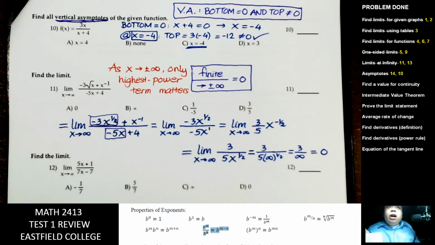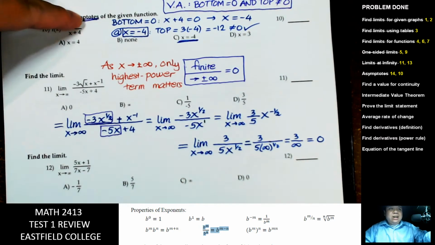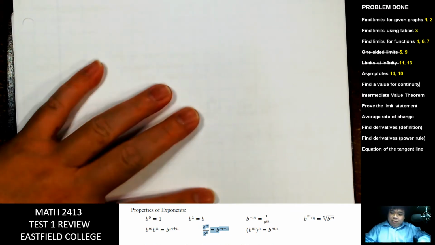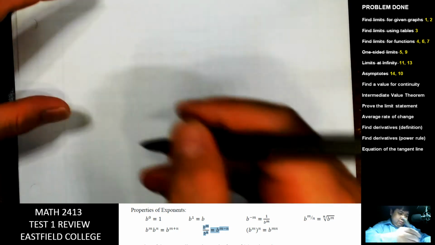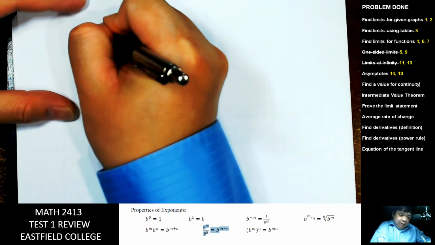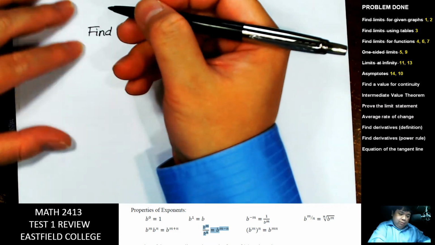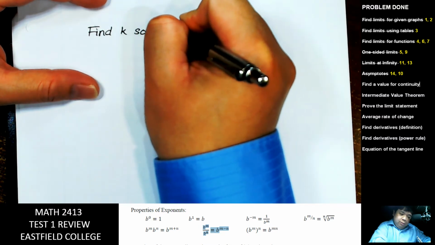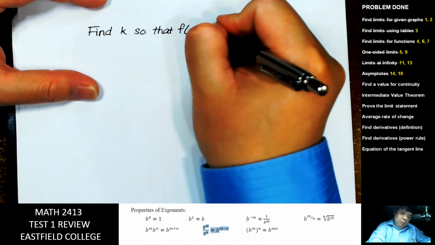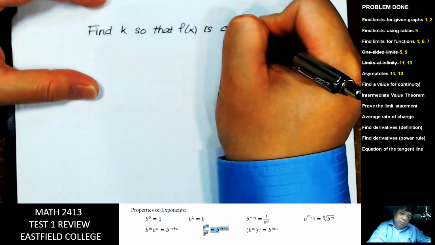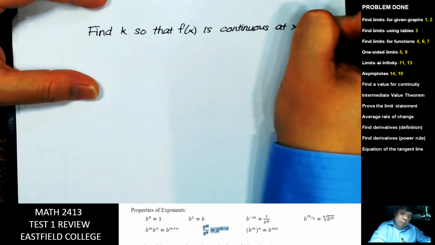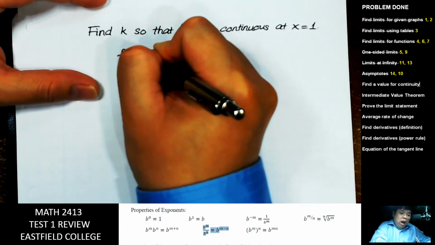Find the values for continuity. Sorry, I forgot to put this on the review. Anyway, the question will be like this. I'll just make up one quickly. So we have a piecewise function.